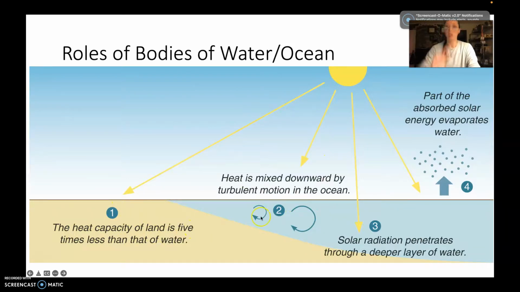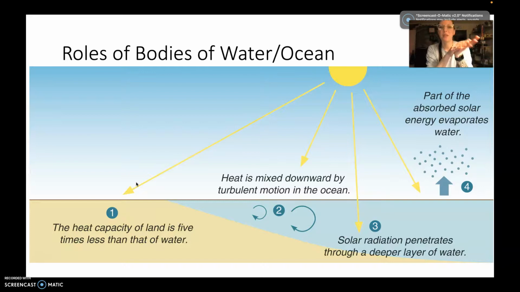Heat can be mixed downward by motion of the ocean. Solar radiation makes it through the deeper layer of the water, and then part of that energy is used to evaporate. So another really good analogy for this, and way less morbid, is comparing a piece of toast and coffee. So say you wake up tomorrow morning and you're like, I really want a piece of toast and some coffee.